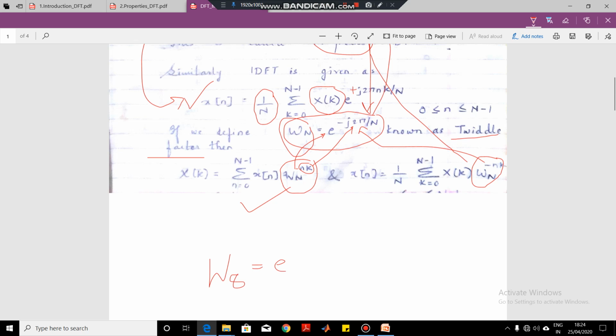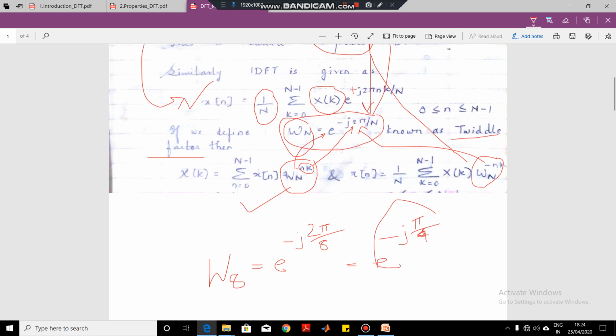e raised to minus j 2 pi by N. So what is the value of N here? Capital N is 8. If I substitute here, it will be equal to e raised to minus j, 2 4s are 8, so minus j pi divided by 4. So how to compute this value, W8 equals e raised to minus j pi by 4?